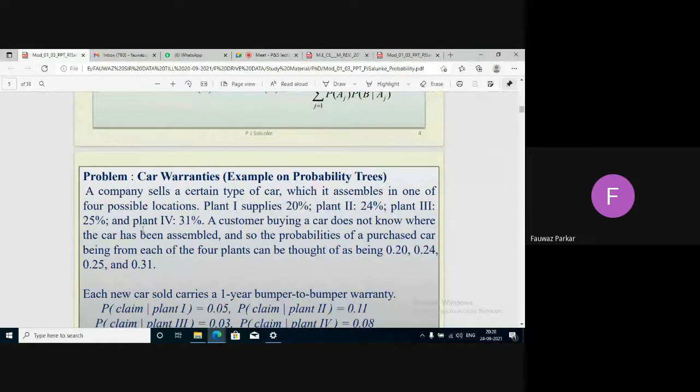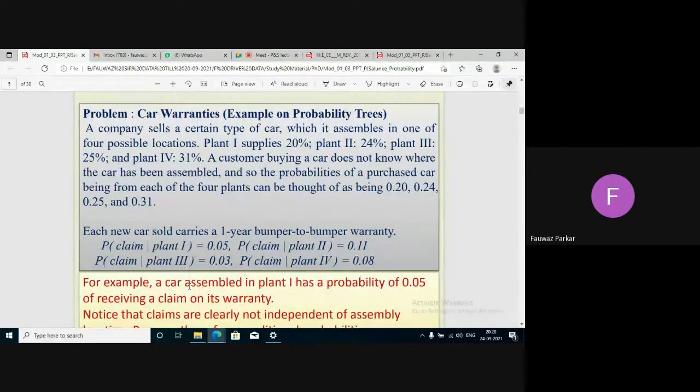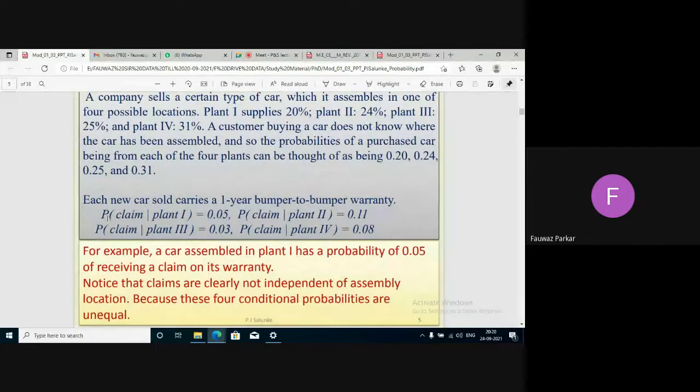Customer buying does not know where the car is assembled, so probability of a purchased car being from each of the 4 plants, simply if you see percent है तो चारों में से होना, just divide by 100 करोगे 0.2, 0.24, and so on. This should add on to 1, ये जो है ये should add on to 1, ठीक है, this percentage should add on to 100. Fine.